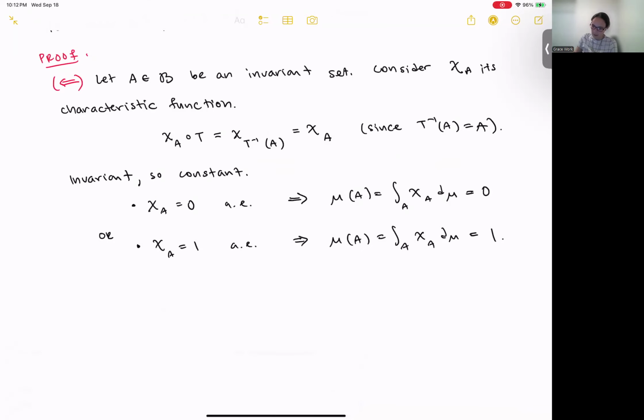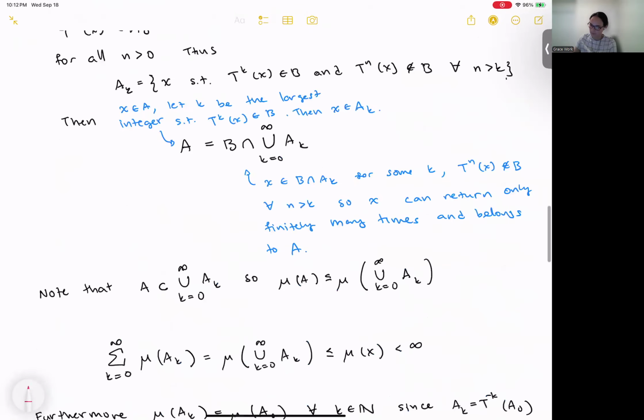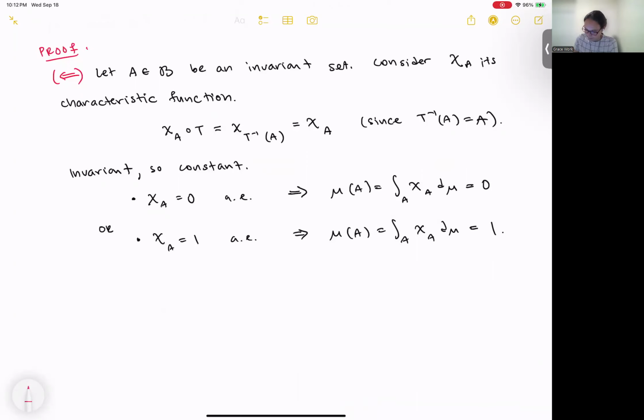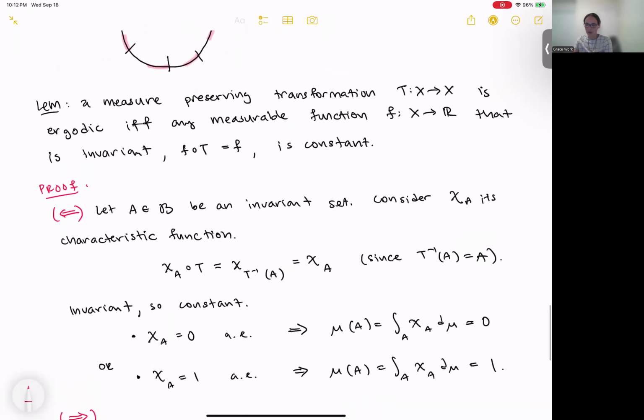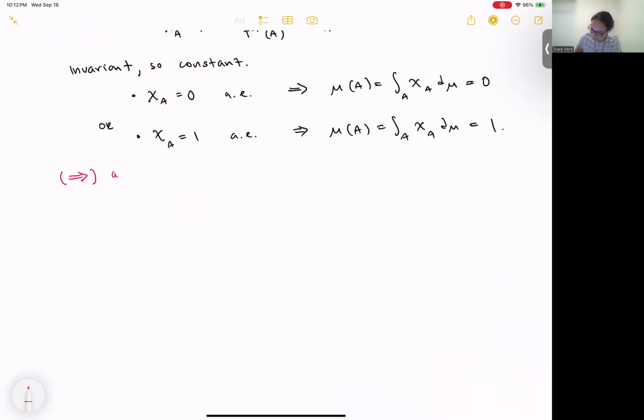All right, let's look at the other direction. Okay. So we're starting off with an ergodic transformation. We're going to show that if we have a measurable function that is invariant, it must be constant. So we assume that our transformation is ergodic.